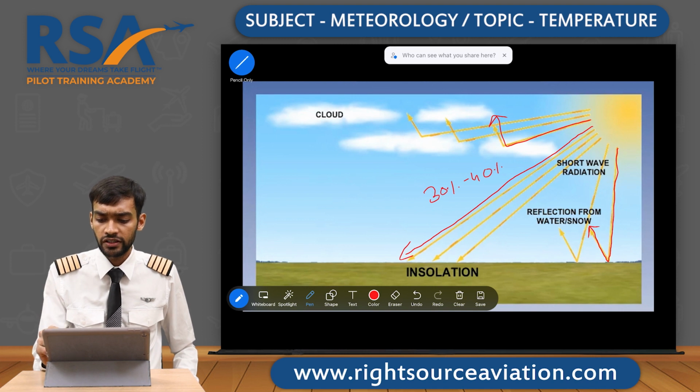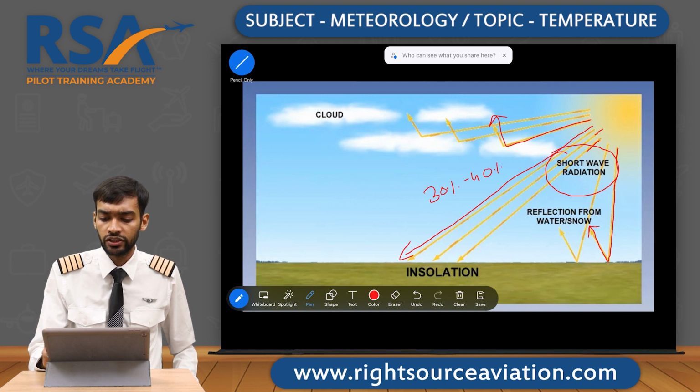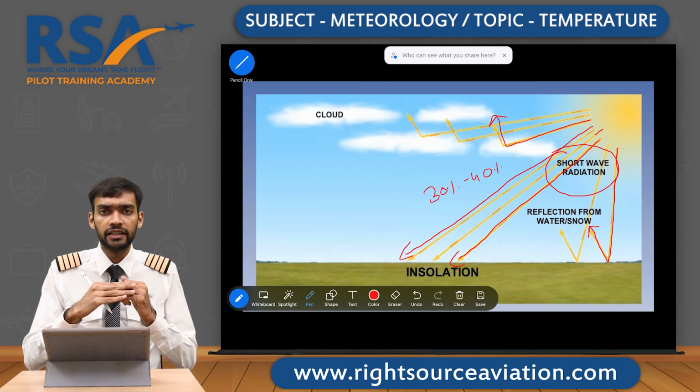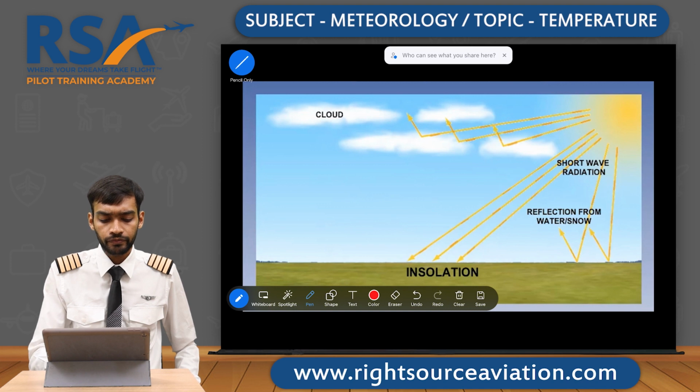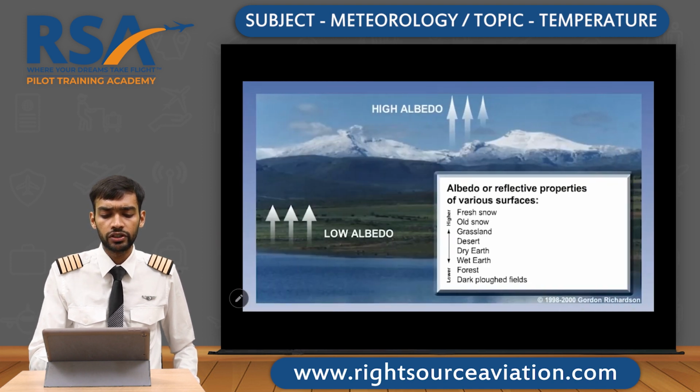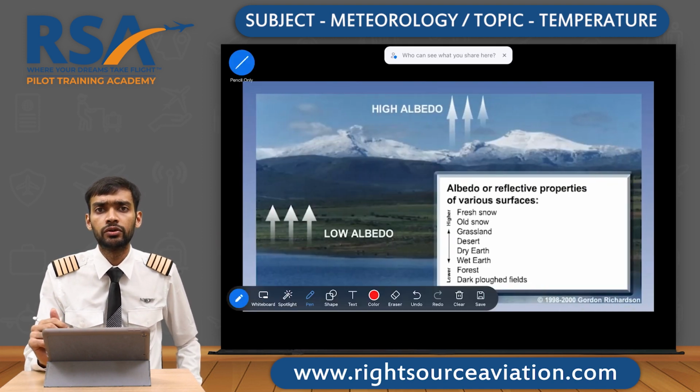Whatever rays are coming from the sun are known as short wave radiations. Those short wave radiations reach the Earth's surface, hit it, and then the air above it starts getting heated up. Now the reflection of the solar radiation is important. That is known as albedo, that is a reflecting power. That means the solar radiation reflecting power of any body is known as the albedo.